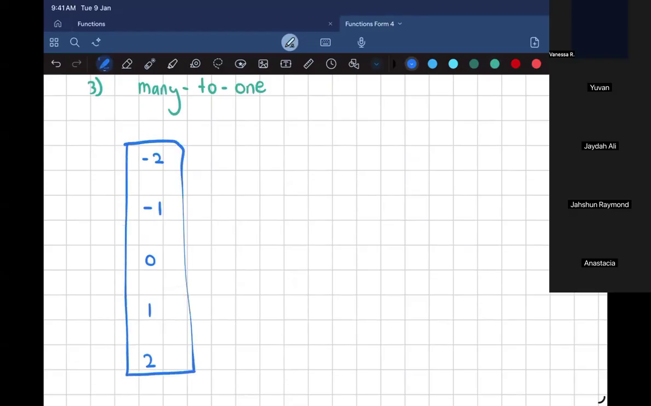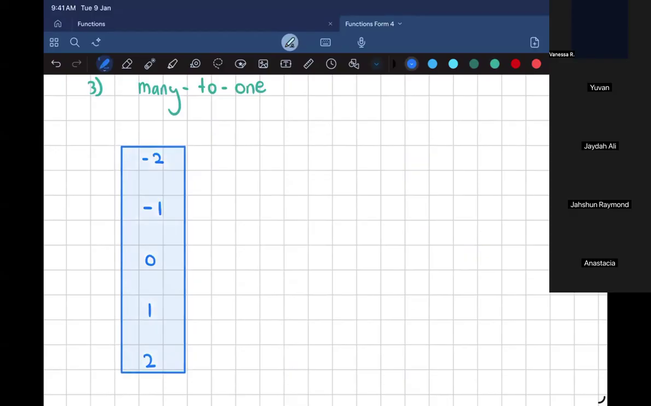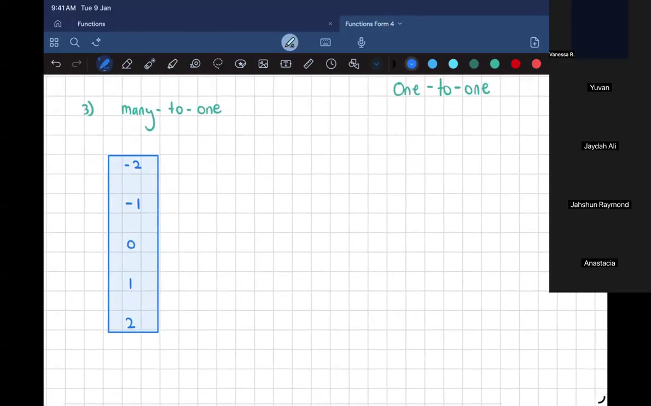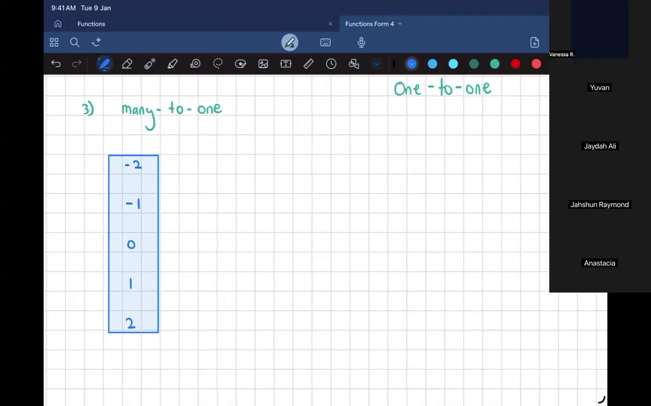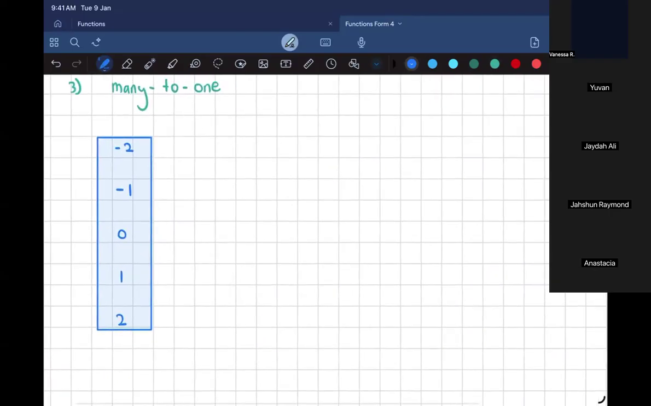Remind me, Vanessa, these set of values, I'd call these values the what value? X or Y? X. And it's called the what? Domain. Right. Has anybody watched Jujutsu Kaisen? Yeah. Domain expansion. But don't put it in the exam. So I'll put domain expansion. All right, this is x.